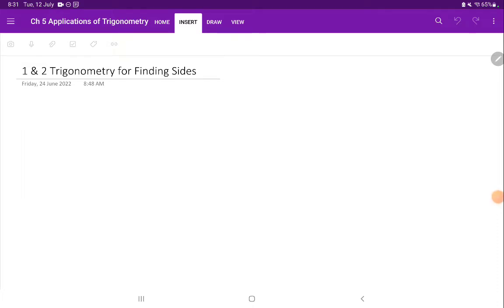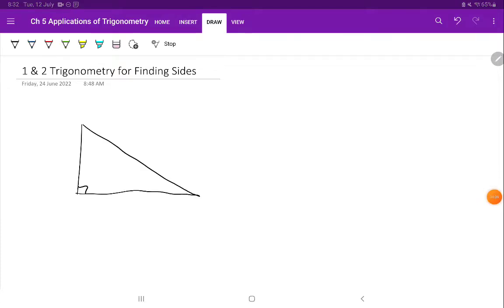Alrighty, so today we're going to be having a look at trigonometry. Just as a quick reminder, trigonometry is the study of angles and right-angled triangles. So here's a right-angled triangle, and the first thing I'm going to do is mark an angle. Let's mark this angle as theta. Now we can talk about the relationship between this angle theta and the three sides of it.